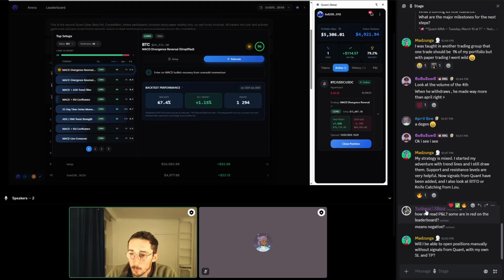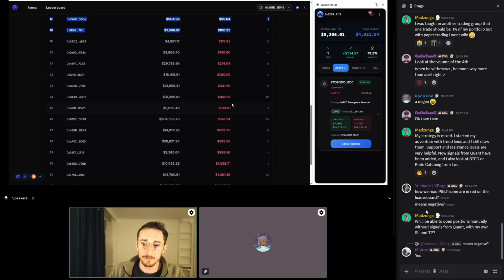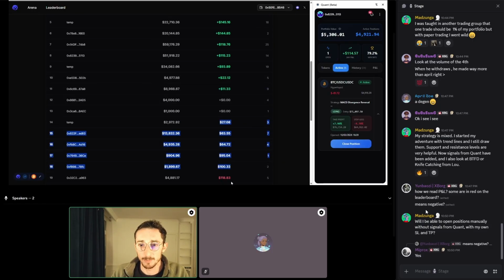Yunbaozi asks how we read PNL, since some are in red on the leaderboard, meaning negative. Yeah, we just didn't put the minus there. I can add it, but essentially if it's red, it's minus. If it's green, it's plus.